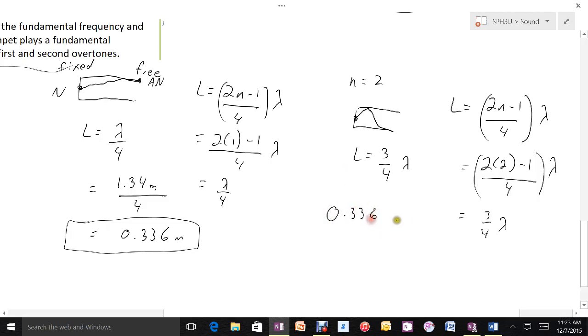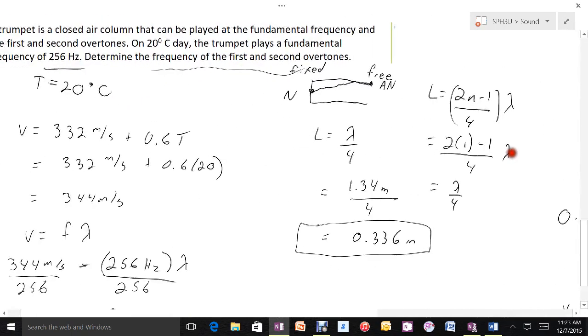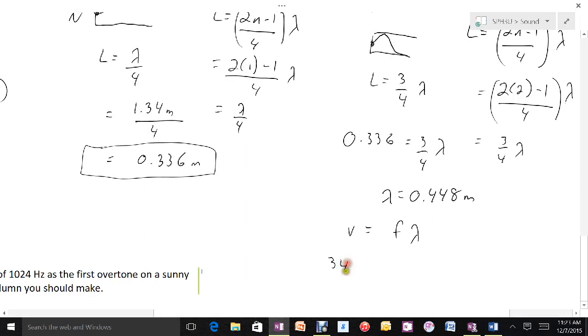So the length times 4 divided by 3. My wavelength works out to 0.448. With that in hand, I can use my universal wave equation, V equals F lambda. Again, the speed of sound was set by the temperature outside. The temperature isn't changing, so that's going to be the same. So 344 meters per second is equal to the frequency times 0.448 meters. And so what does my frequency work out to be?